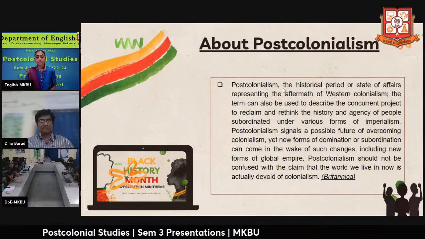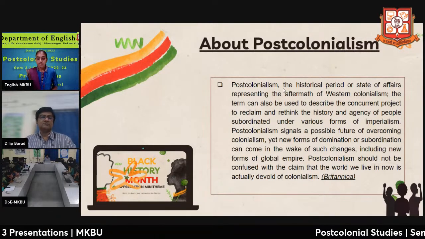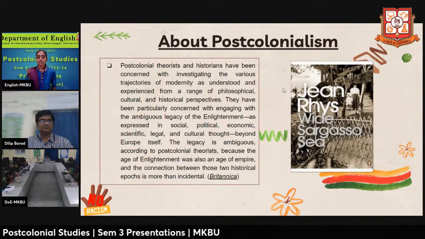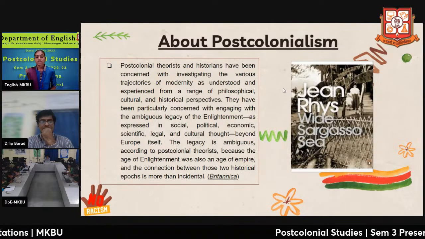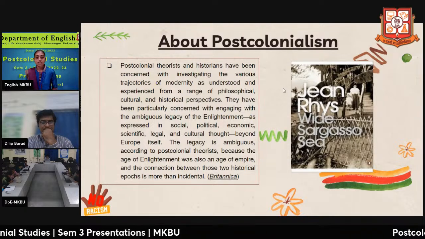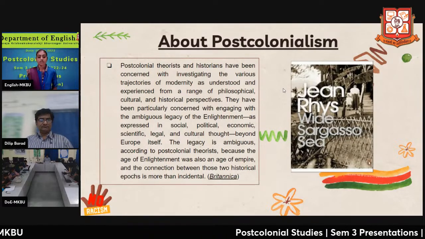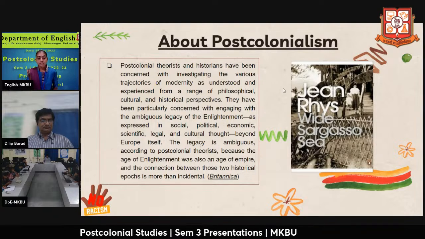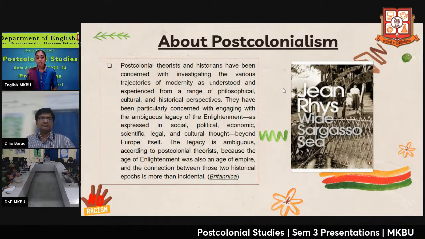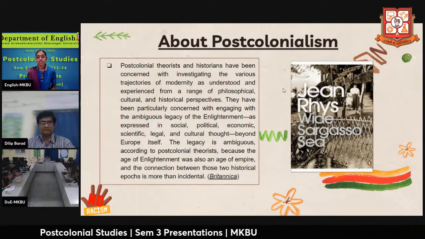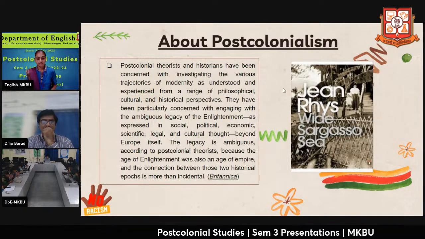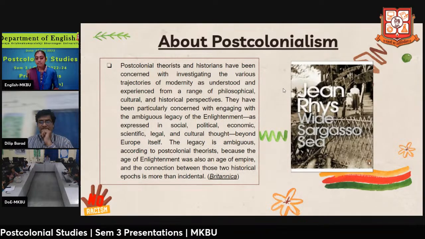Postcolonialism should not be confused with the claim that the world we live in now is actually devoid of colonialism. Postcolonial theories and histories have been concerned with investigating the various trajectories of modernity as understood and experienced from a range of philosophical, cultural, and historical perspectives. They have been particularly concerned with engaging with the ambiguous legacy of the Enlightenment as expressed in social, political, economic, scientific, legal, and cultural thought beyond Europe itself. The legacy is ambiguous according to postcolonial theory because the age of Enlightenment was also the age of empire, and the connection between these two historical epochs is more than incidental.